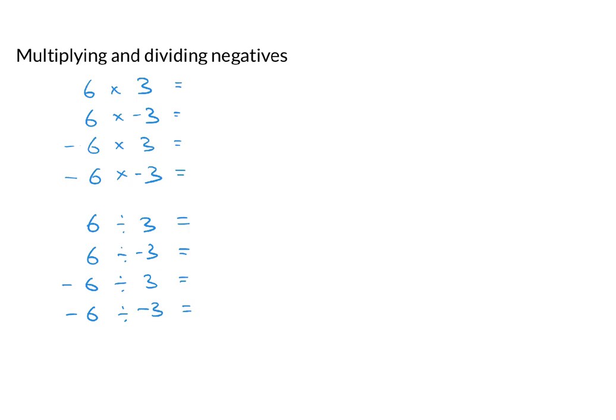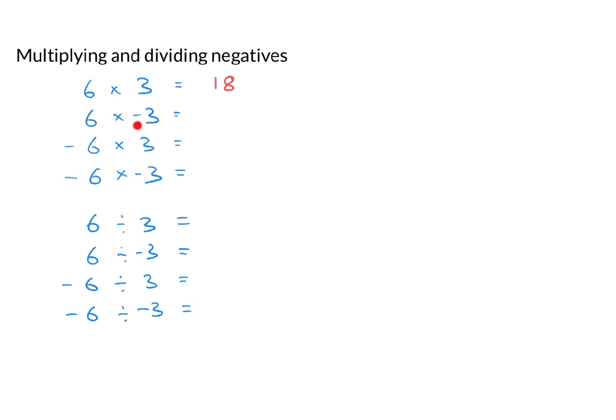This next set of questions is multiplying and dividing negatives. 8 questions. Have a go at them, pause the video, and when you're done, click play. So we have the top one here, 6 times 3. 6 times 3 is just 18, you should know that. And then the fun starts.